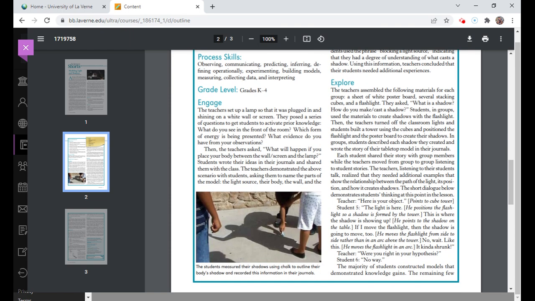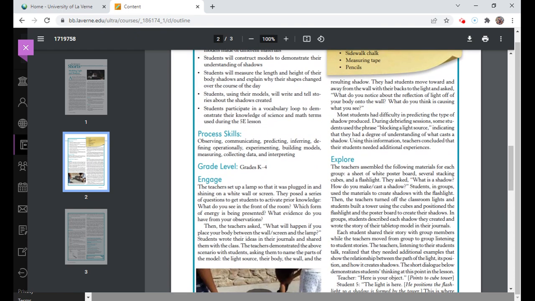In the picture below, students measured their shadows using the materials. In this case, the sidewalk chalk was used to outline their body shadows, and then all of this information was recorded in their journals. Then this led more into the exploring process of the assignment.